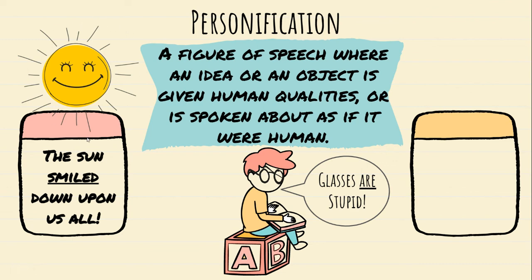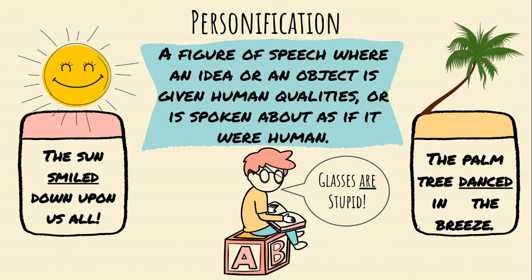The sun smiled down upon us all. Can the sun actually smile? Well, of course not. This is a figure of speech. The sun smiled down upon us all. Or the palm tree danced in the breeze. Can a palm tree dance? No, but I can imagine what we're referring to here because of the wind, and therefore it is personification because now I'm giving this palm tree a human ability like dancing. If you have any more questions on this, please ask me in class.